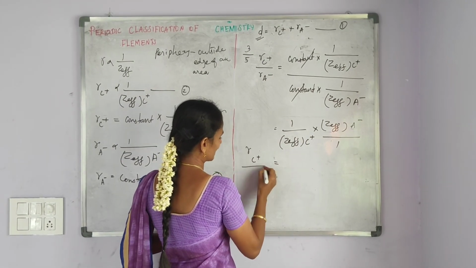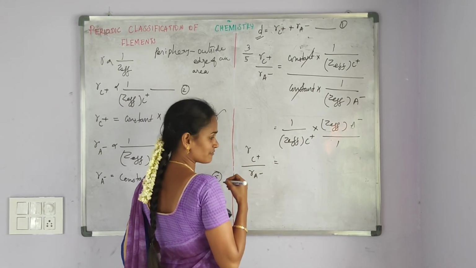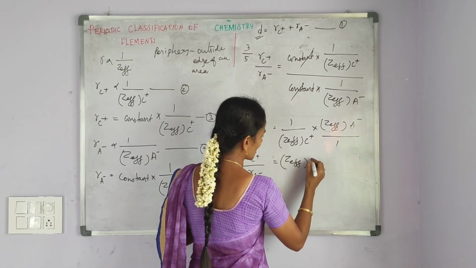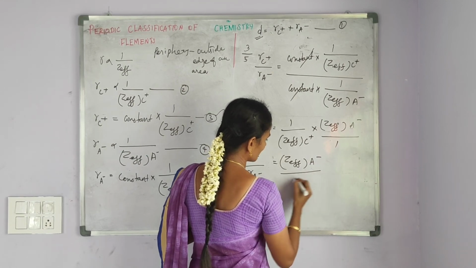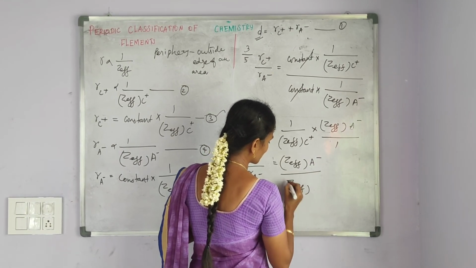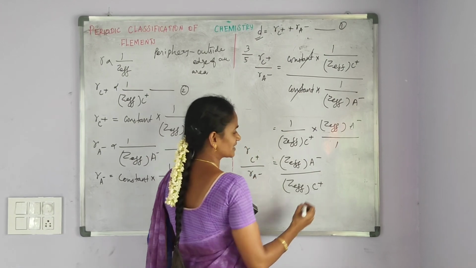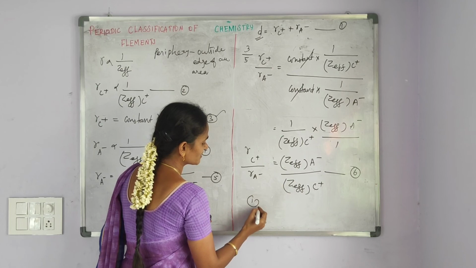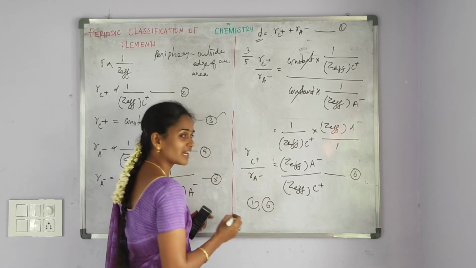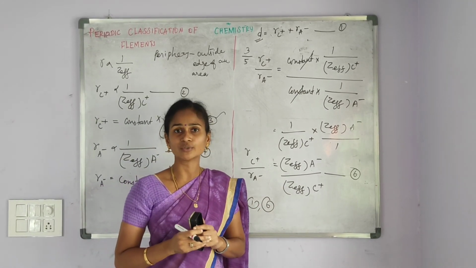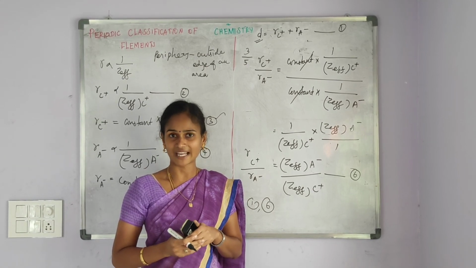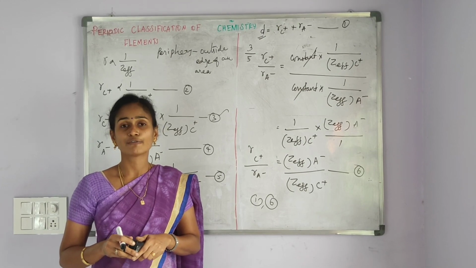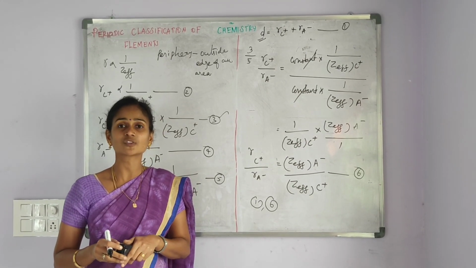So radius of cation divided by radius of anion is equal to effective nuclear charge of the anion divided by effective nuclear charge of the cation is equation number 6. By solving equations 1 and 6, we are able to calculate the radius of cation and anion. Calculation of ionic radius from Pauling's method is a most important question.